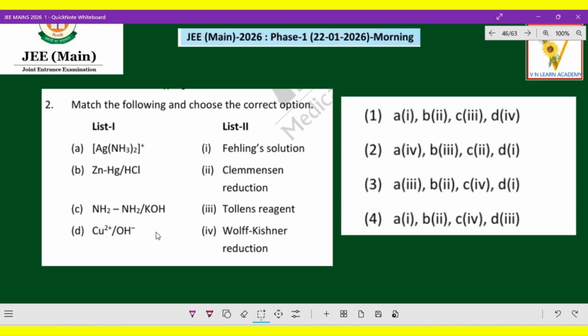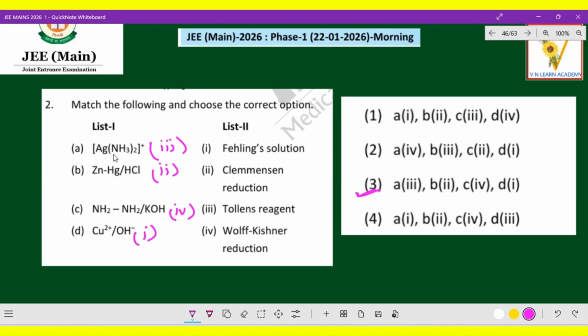Okay, option D, it is first one, I just mentioned here. This is Wolff-Kishner, it is fourth one. And next one, zinc amalgam, it is second one. And first one, ammoniacal silver nitrate, Tollens' reagent, it is third. So 3, 2, 4, 1. Okay, so this is option 3 only, it is correct.